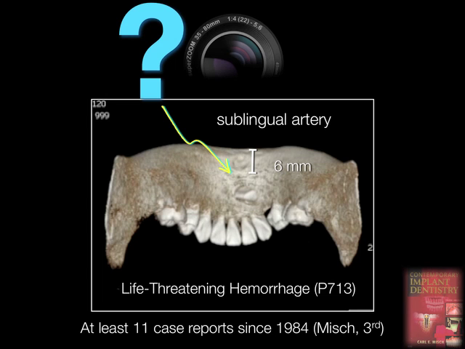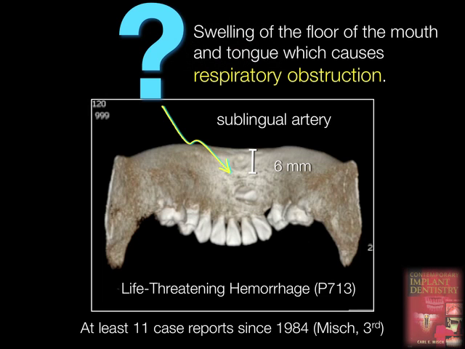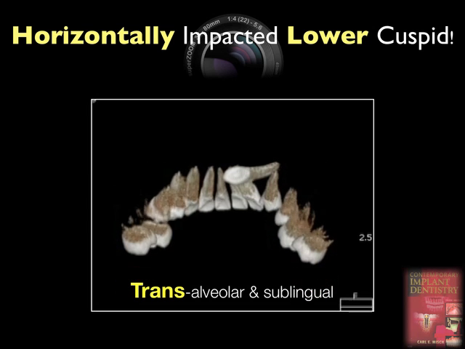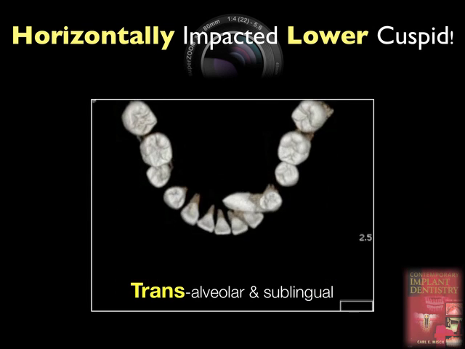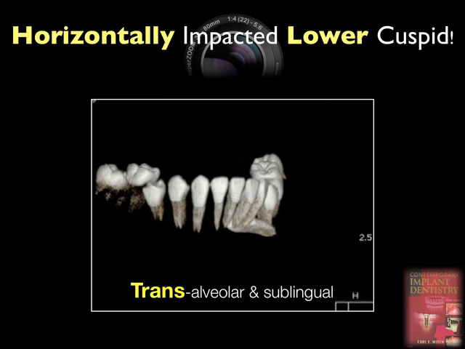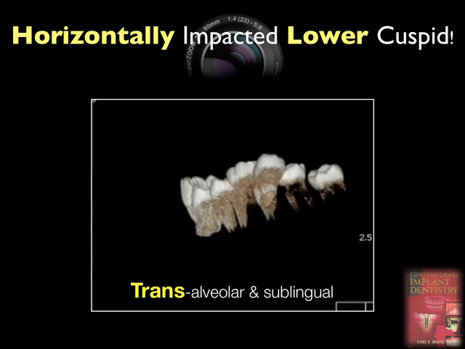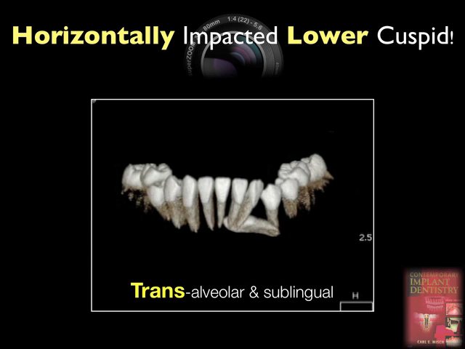Life-threatening. Why? Because if you mess up this sublingual artery, swelling of the floor of the mouth and tongue causes respiratory obstruction, and in those cases, patients die on the table. So be careful. Try not to mess with those cases.